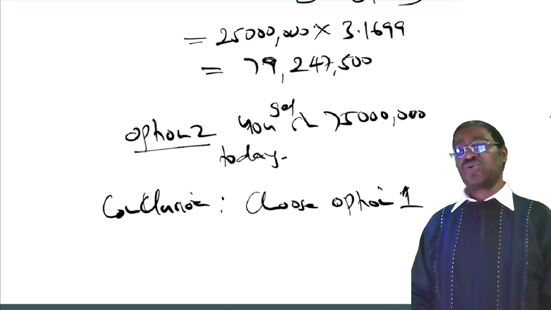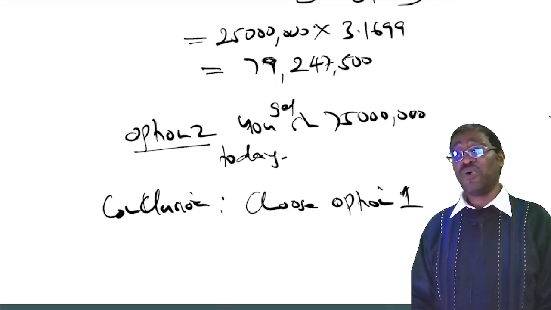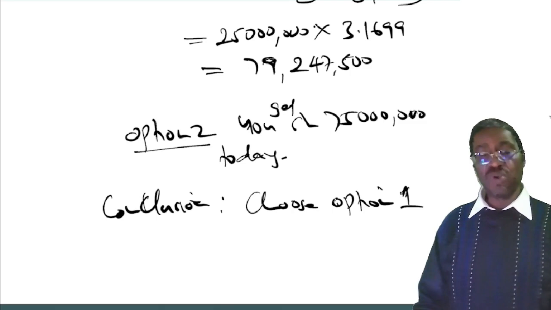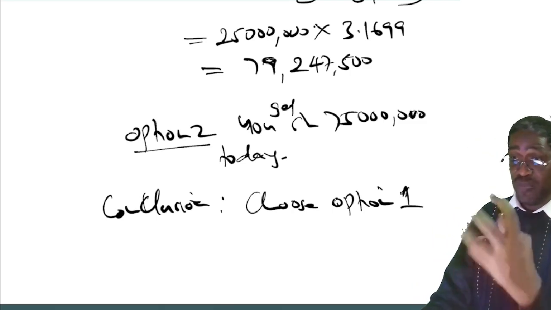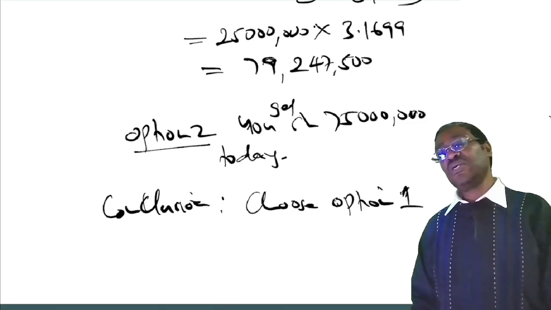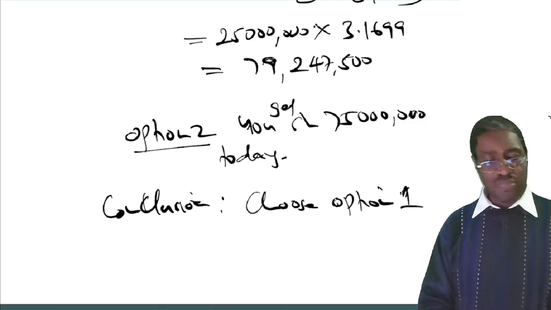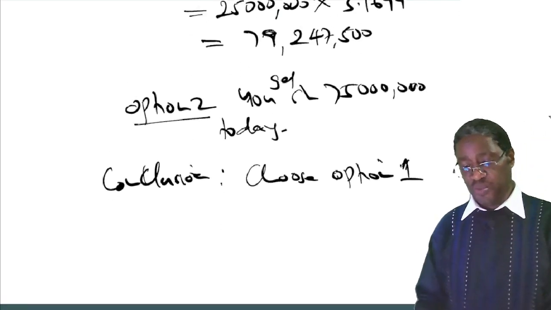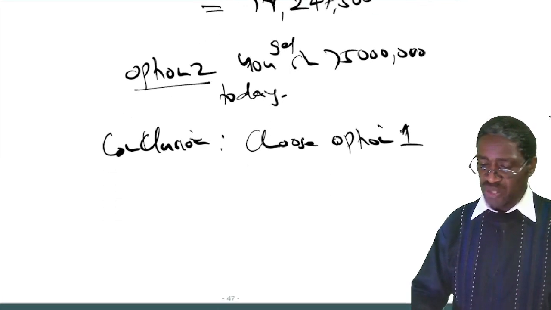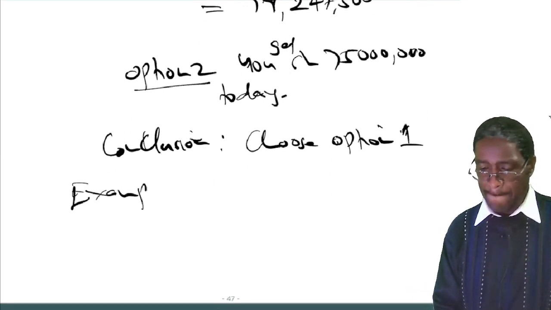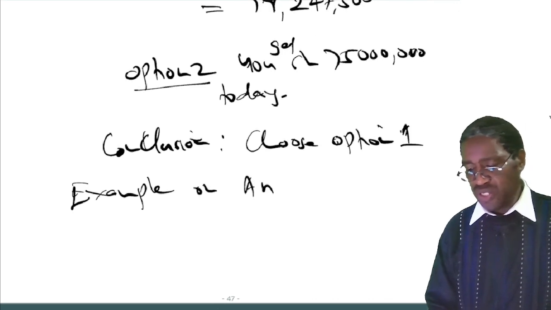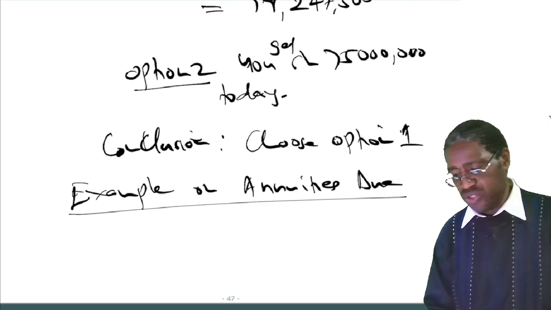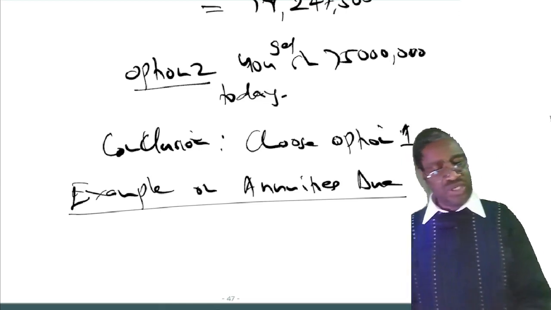Finish. We want to do an example on annuities due. We have done an example for ordinary annuity, getting the present value of an ordinary annuity. Now we want to do an example of annuities due. So if you are through with the copying, you can see here: example on annuities due.